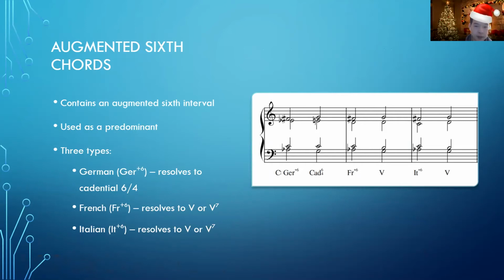There's the German augmented six chord, which resolves to the cadential 6/4, and it sounds like a dominant 7th out of context. The French augmented six chord is the most dissonant of them, and it resolves to 5 or 5/7. And there's also the Italian augmented six chord, which resolves to 5 or 5/7 as well. It's basically German, but without the chord fifth.